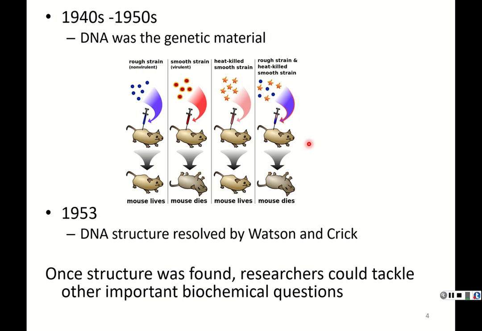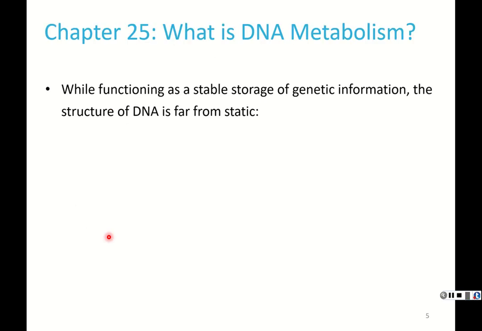And that was the DNA. And then through some other experiments using radioactivity, it was narrowed down to DNA that was passing on this genetic information. And not too long after that, in 1953, the structure of DNA was resolved by Watson and Crick. Okay, and so once the structure was found, there were a lot of other important biochemical questions to tackle. Okay, and so we're going to go through some of these questions.